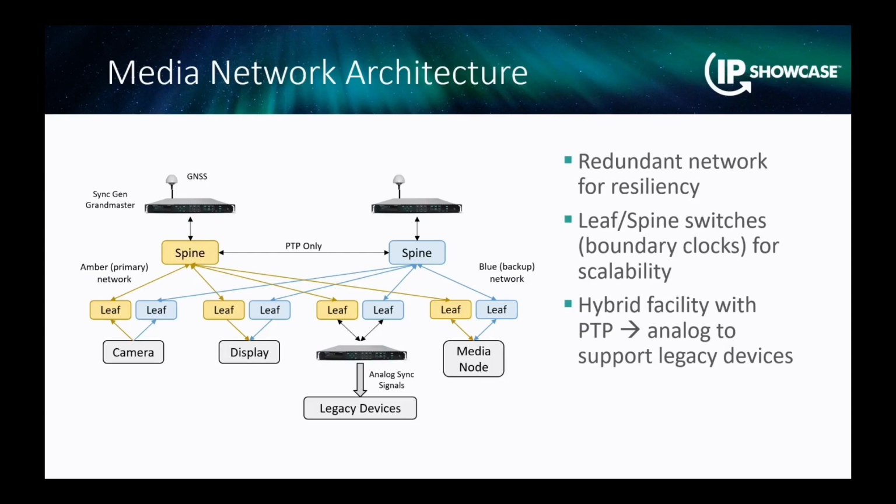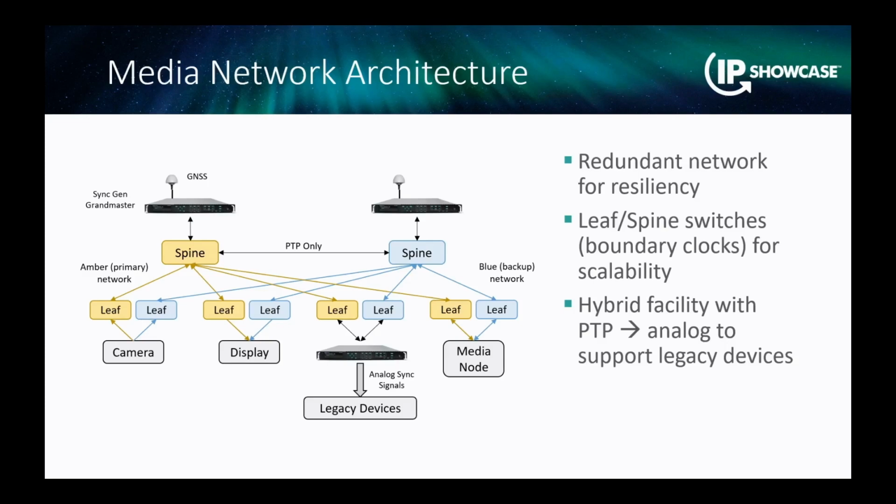And as Wes mentioned earlier, the 2022-7 protocol defines how we can have duplicate copies of our 2110 packets, our video and audio, and in case there's packet loss or network outage on the amber network, the packet from the blue network will still make it to our destination, and we can still reassemble that video or audio signal.